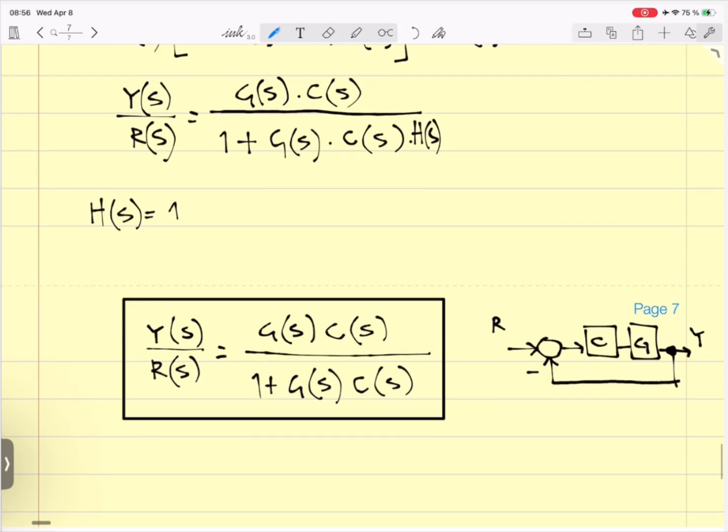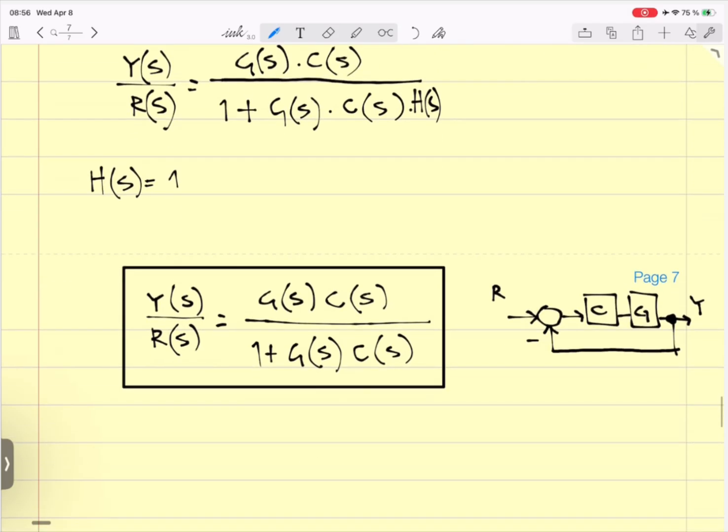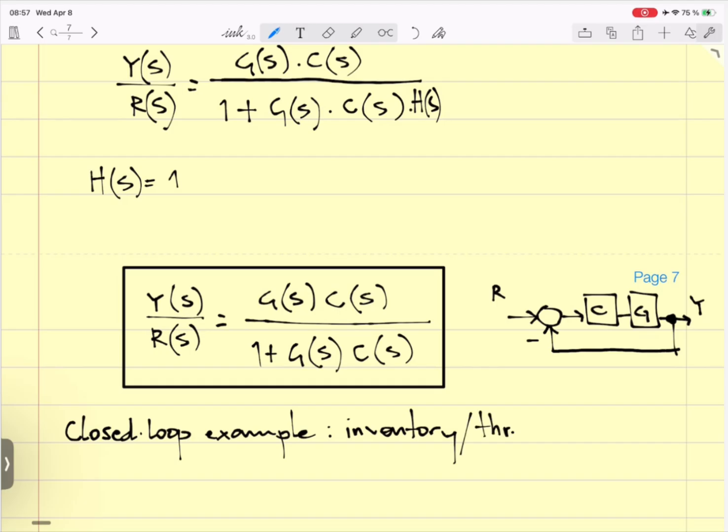Okay, so now let's interpret this whole thing in terms of logistics. Closed loop example. Inventory or throughput regulation. Okay.